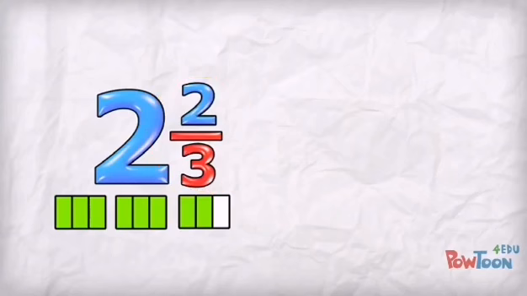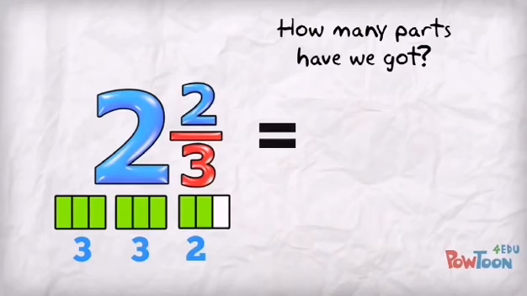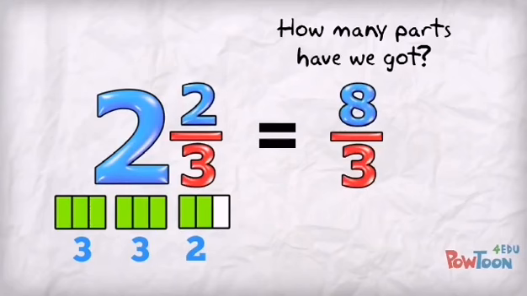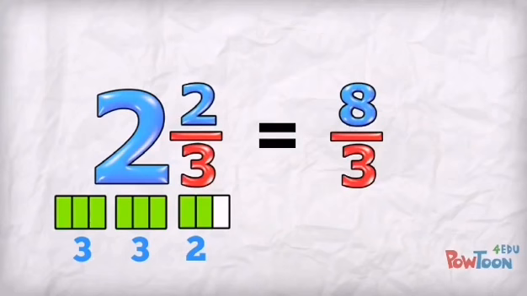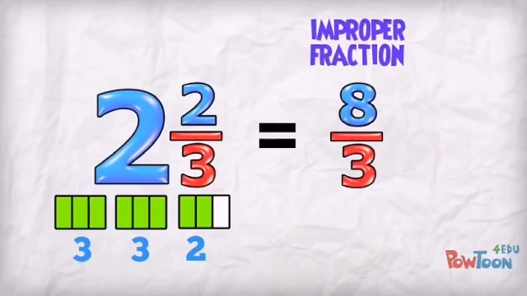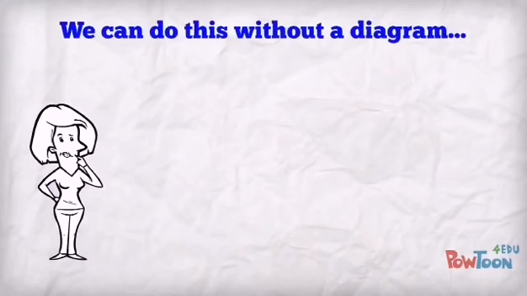We can see all our parts in this diagram. How many parts have we got? There are 2 wholes, so that's 2 lots of 3, 6, plus 2 more parts, that's 8. And we keep the same denominator because this is still parts out of 3. So we put the total number of parts, that's 8, over our denominator of 3. And there's your improper fraction. We can also do this work without using a diagram.